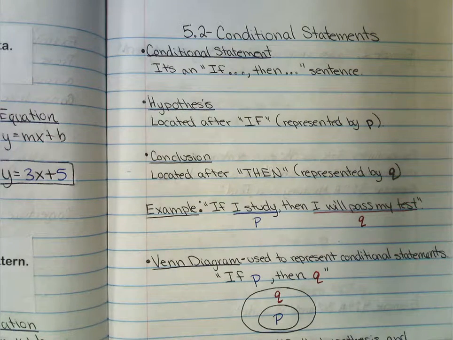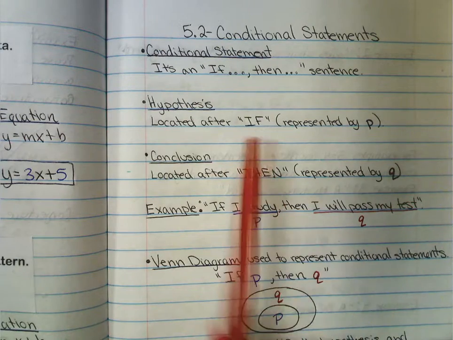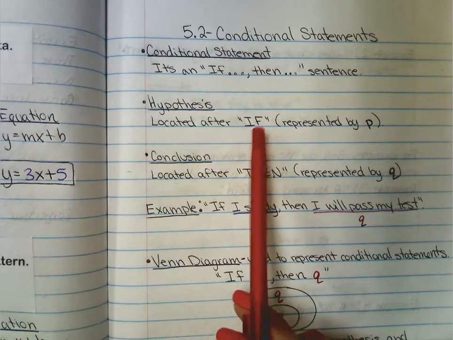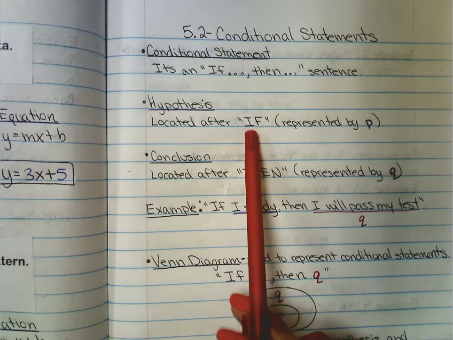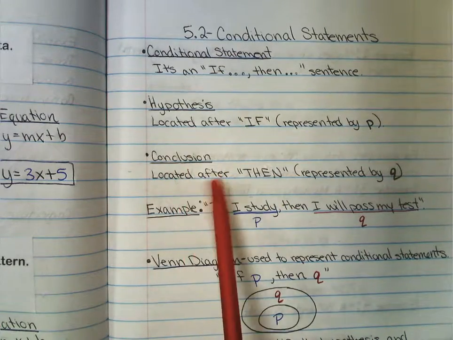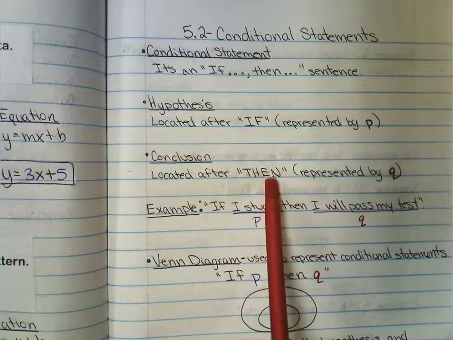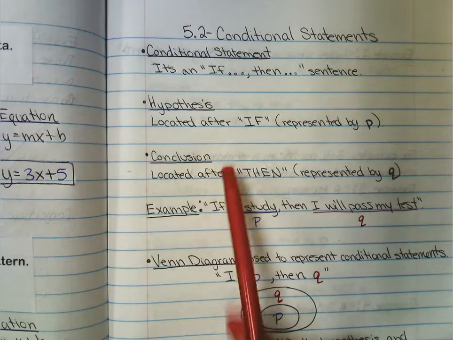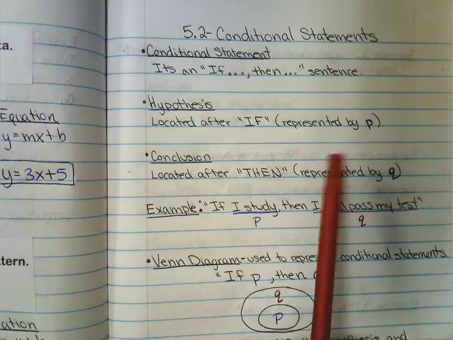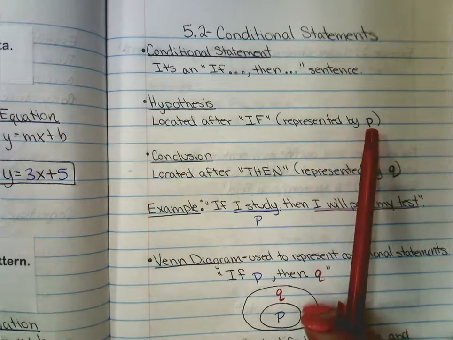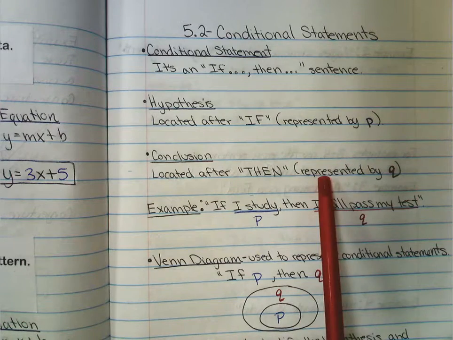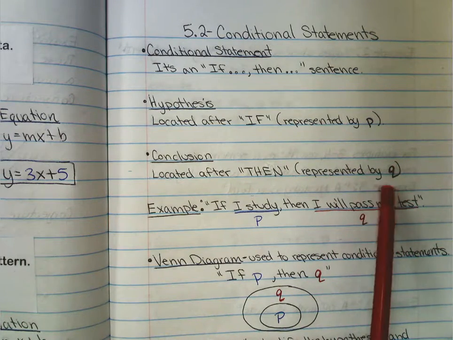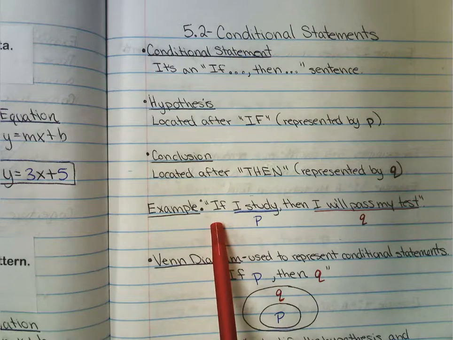And so conditional statements always have a hypothesis and a conclusion. Your hypothesis is always going to be located after the word if, and your conclusion is going to be located after the word then. So in geometry, we also use letters to represent hypotheses and conclusions. The letter that we use to represent hypothesis is P, and the letter that we use to represent the conclusion is Q. So for example, here's a conditional statement.